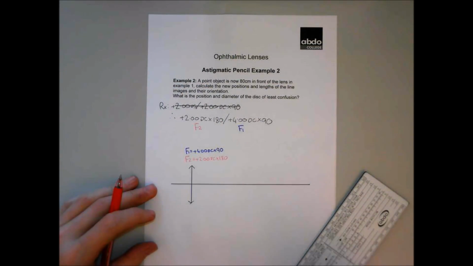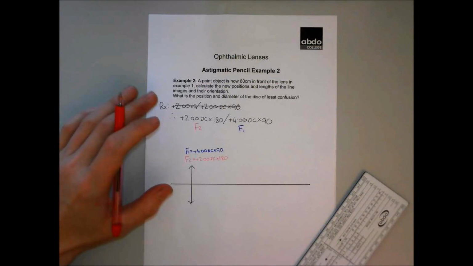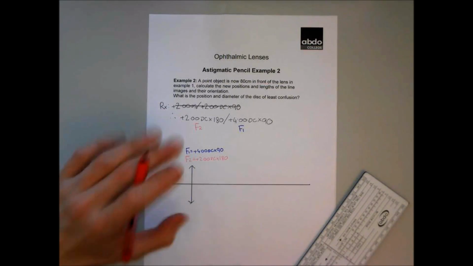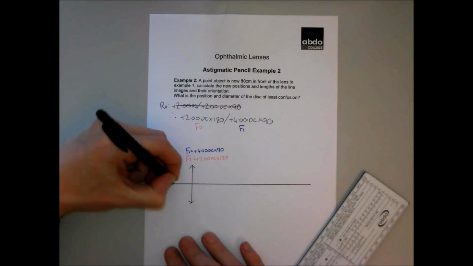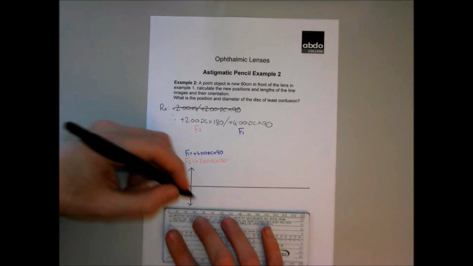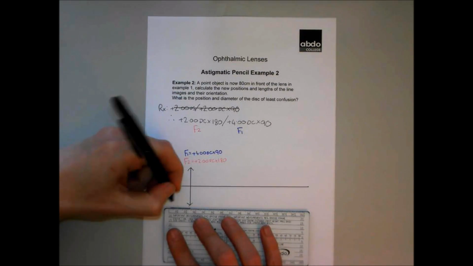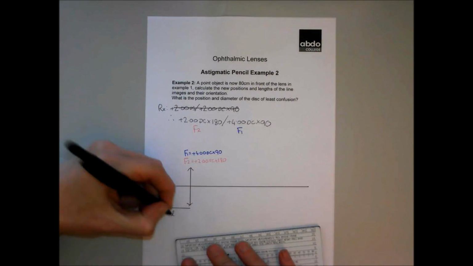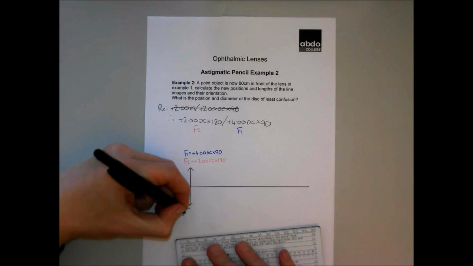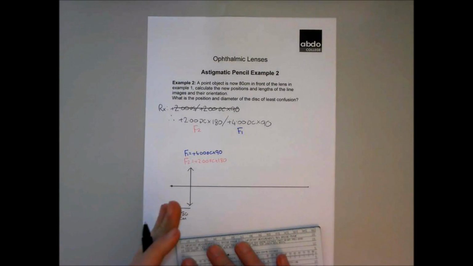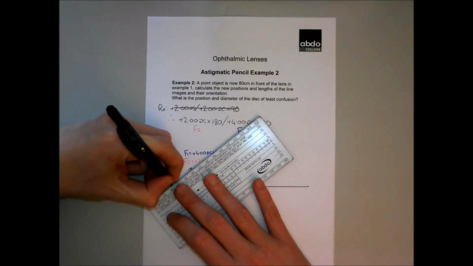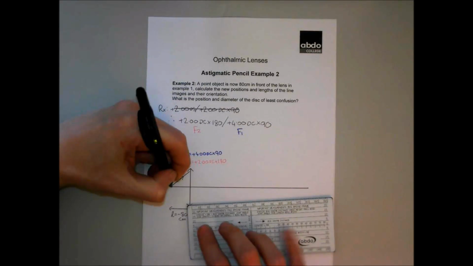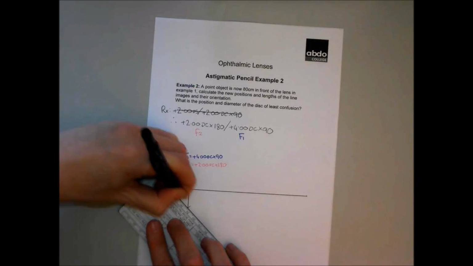Now remember, for astigmatic pencil we want to work in cross-cyl form and keep our axes. We don't want to do powers along. Powers along is for prisms. From the question we know we have an object at a distance of 80 centimeters. Little l is minus 80 centimeters because it's measured to the left. And we're going to have light diverging out and hitting the front surface of our lens.